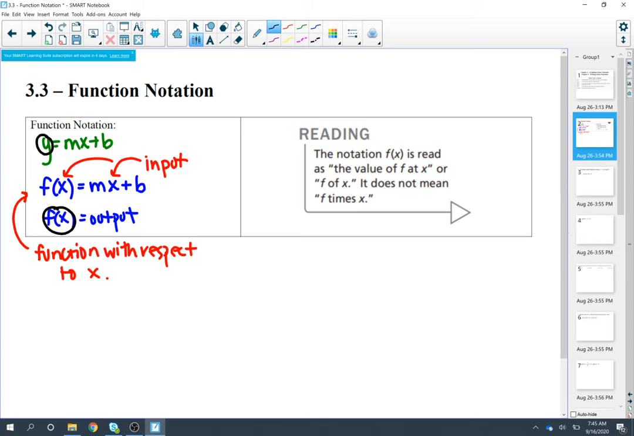Reading-wise, it says the notation f of x is read as the value of f at x, or f of x. This is what you're going to hear me say all the time. This is f of x. It does not mean f times x. We're not taking a variable f and multiplying it by x. No, this is a function where I put in an x value and I get out a function value, or I put in an input value and I get out an output value.